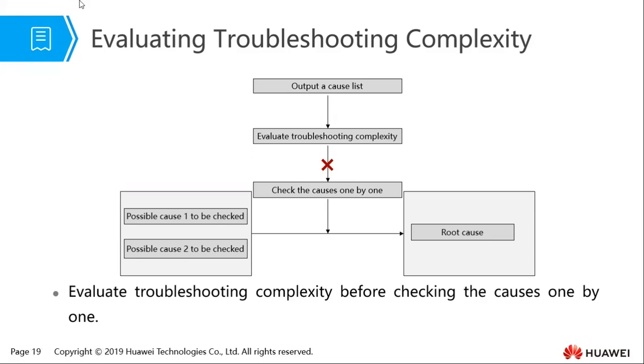So, of course, from the output cause list, you need to evaluate the troubleshooting complexity. Is it within your scope? So evaluate troubleshooting complexity before checking the causes now, one by one from the cause list. So is it within your scope? Is this something that you can be able to solve?